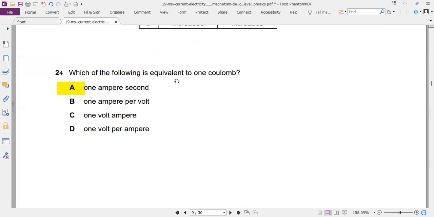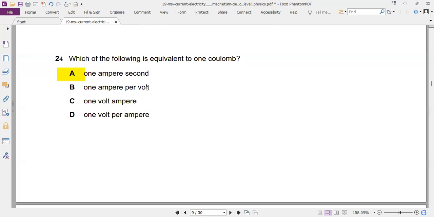Which of the following is 1 coulomb, 1 amp per second? It is from the charge-current relationship. I is equal to Q over T, so Q is equal to I times T. So I is amp and second is T.